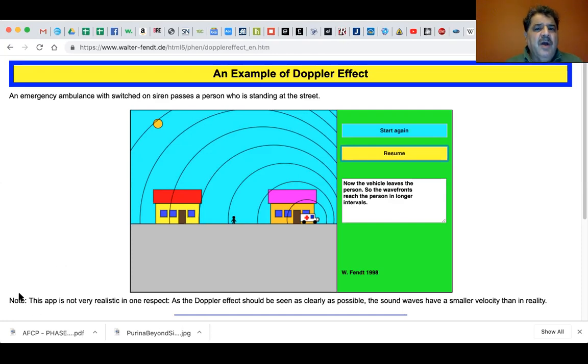But let's read the note. It says, this app is not very realistic in one respect. As the Doppler effect should be seen as clearly as possible, the sound waves have a smaller velocity than in reality. So the speed of the sound waves are very slow, just to get the principle across. So this is just conceptual, just to get the idea across.